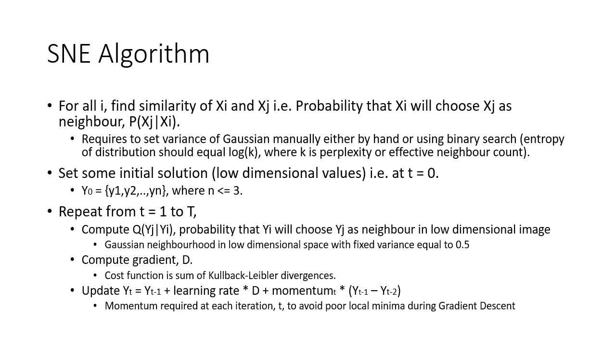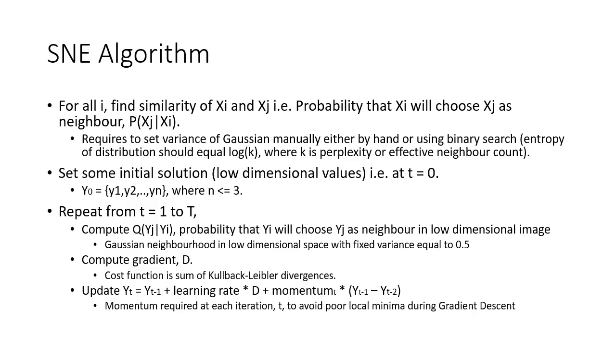And what you do is you first compute this probability matrix Q, Q of yj given yi. That is the probability that yj will be a neighbor of yi in lower dimensional image. So this is also again a Gaussian neighborhood, but only in this case the variance is fixed, that is equal to 0.5. Then we compute the gradient d, because this is a gradient descent algorithm.